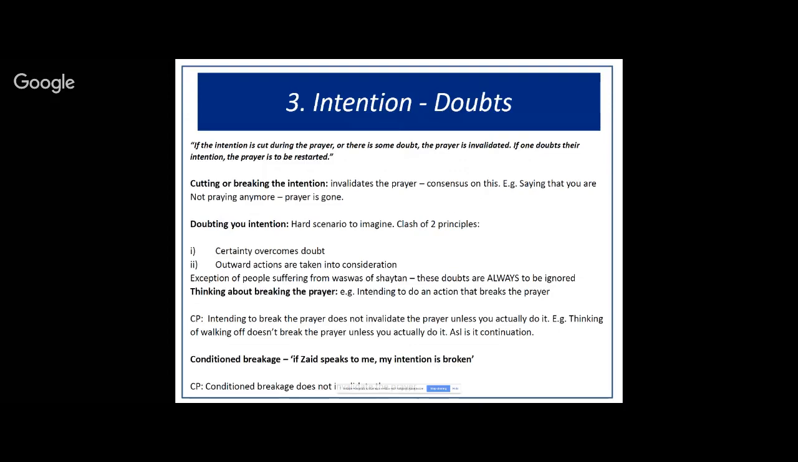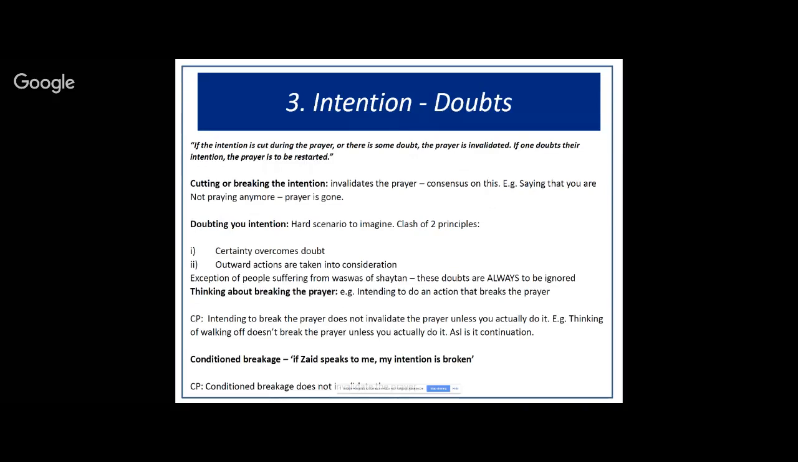Now we've got another element here, which is saying, or there is some doubt. One doubts their intention. And we said that doubting your intention is a very hard scenario to actually imagine, because it's a clash of two principles. Because we know when you pray in your salah, you're praying 4 rak'ahs and you get confused. Have I done 3 rak'ahs or have I done 4 rak'ahs? Then you get confused. So how do we reconcile this confusion?